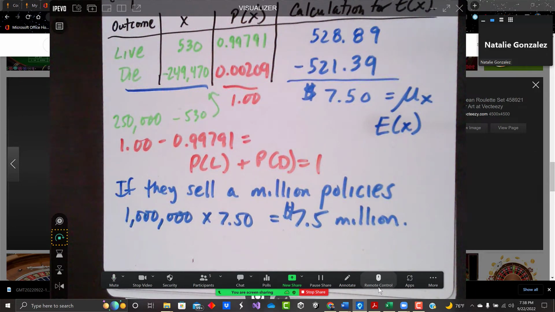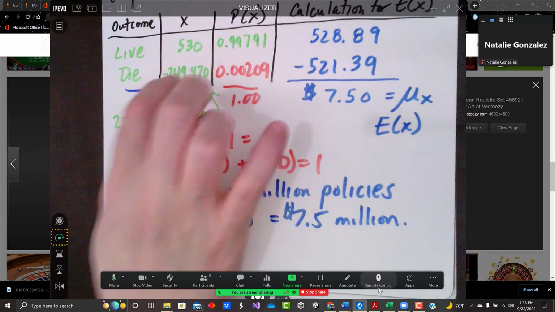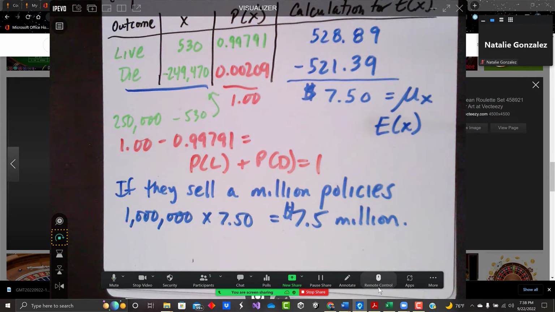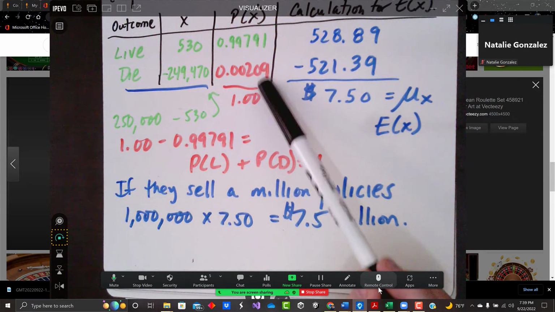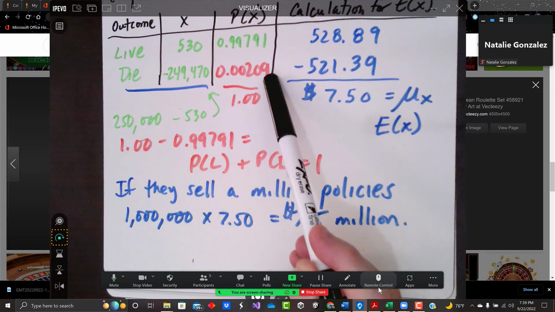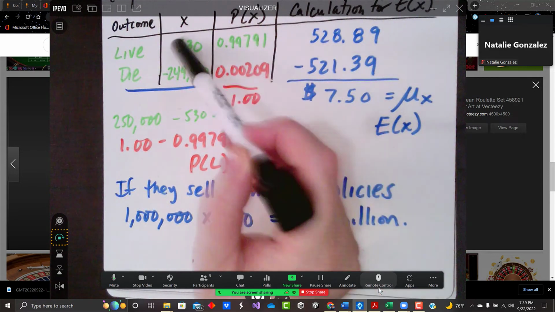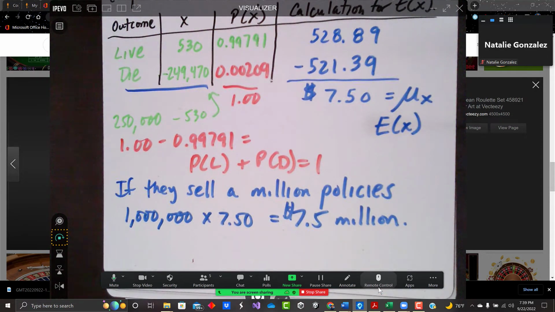So will that always be implemented when you're calculating X for a value? When you are subtracting your given value from one, will it always be negative? No, us doing this to find 0.00209 has nothing to do with that being negative. If they had given us the death rate, we would have had to subtract this from this to get this number, and this is positive. So it just happens to be the information we were given.